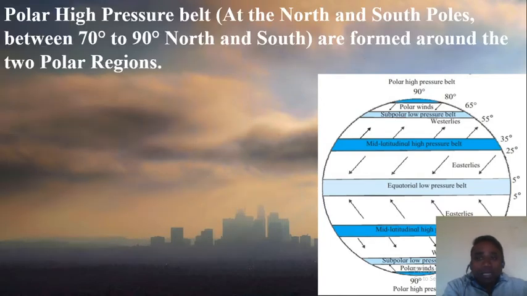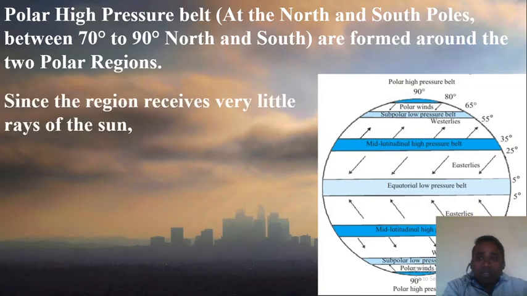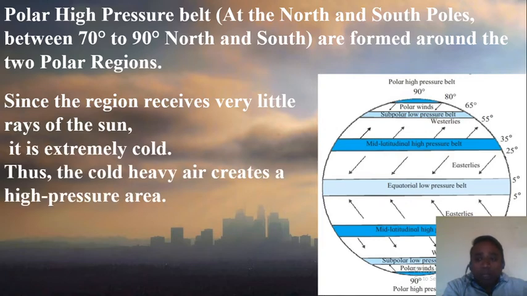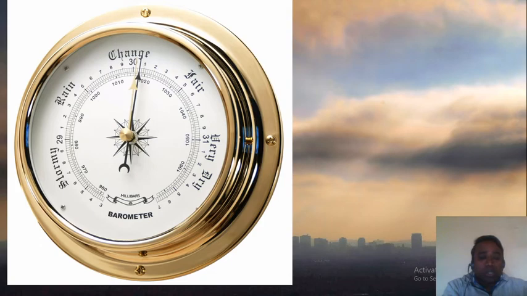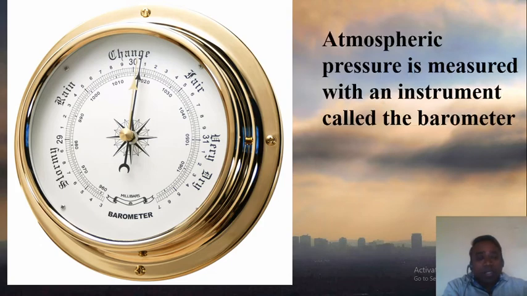Last, the polar high pressure belt, which lies at the north and south poles between 70 to 90 degrees in the south and north hemispheres. They are formed around the two polar regions. Since this region receives very little rays of the sun, it is extremely cold. Thus, cold and heavy air creates a high pressure area in this region. The instrument which is used to measure the pressure of atmosphere is called a barometer, because bar is one of the units of atmospheric pressure.